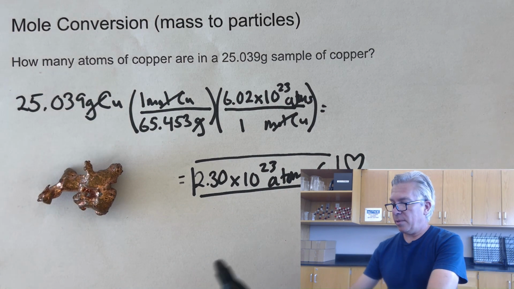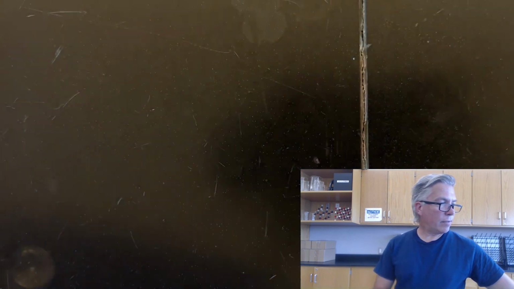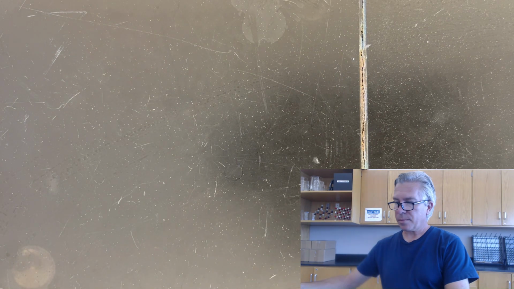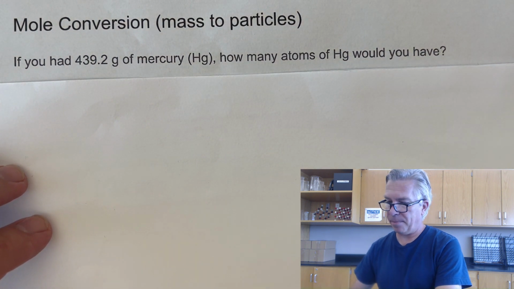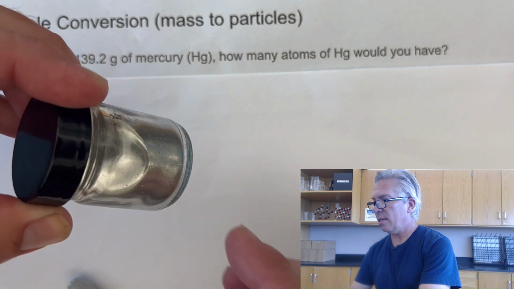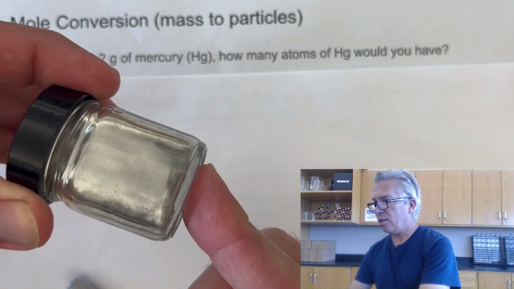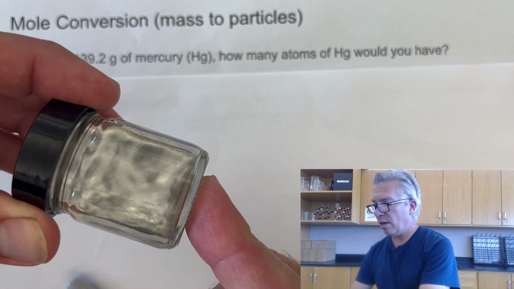So, it's your turn. I will put the next one up there. I actually have another sample I'd like to show you. I actually have a sample of mercury this time. And mercury, if you've never seen it, is a silvery liquid metal. It's actually quite heavy, and you can see it sloshing around in there. I'm going to use both hands so I don't drop it.